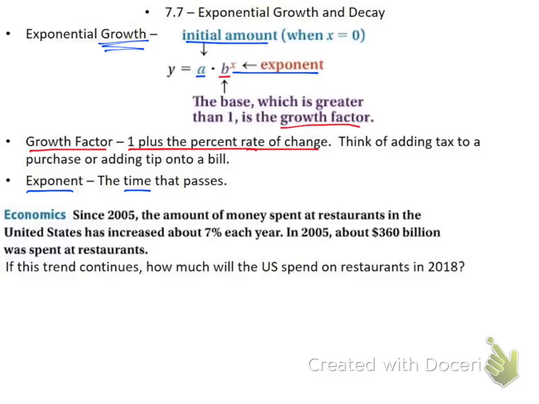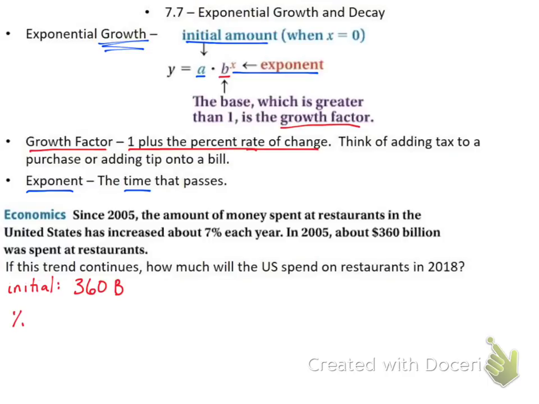So with the first problem, since 2005, the amount of money spent at restaurants increased by 7%. In 2005, the initial amount was $360 billion. So if the trend continues, how much will the U.S. spend on restaurants in 2018? So my initial amount is going to be $360 billion. We're just going to leave it as 360 and put a B next to it for billion.